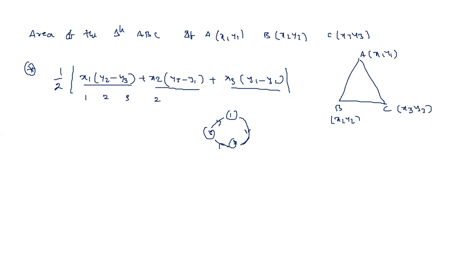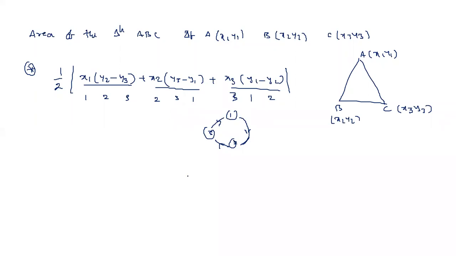If I'm starting with 2, after 2, 3 will come. After 3, 1 will come. See here, 1, 2, 3, 1, 2, 3, 1, 2, 3. So cyclic order. This is one format I can remember. But this kind of remembrance is only useful for a triangle.